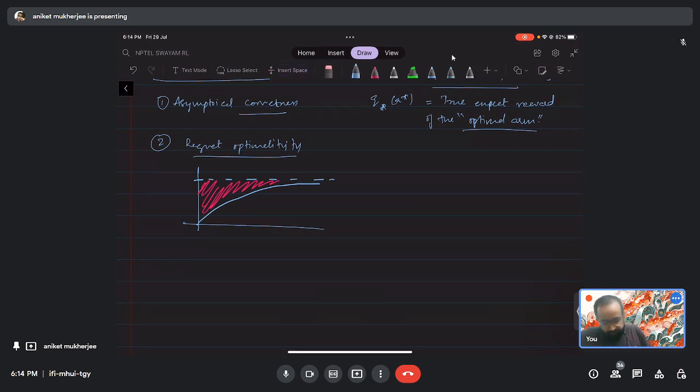The third one is PAC optimality, or PAC complexity. PAC complexity is given by two parameters, epsilon and delta. Basically, the probability that Q star A, which is the expected reward of the arm which your algorithm gives as the maximum, is greater than or equal to Q star A star. Q star A star is the expected reward of the optimal arm, the true optimal arm.